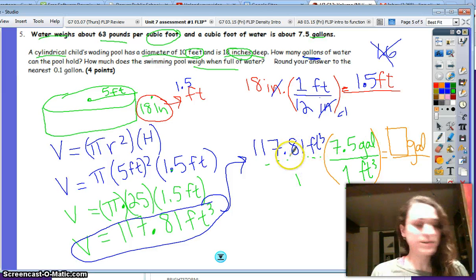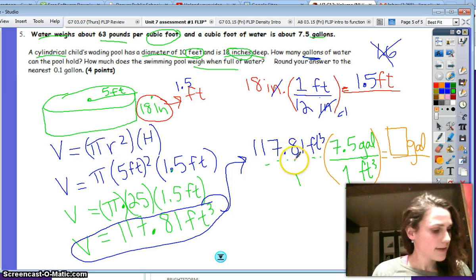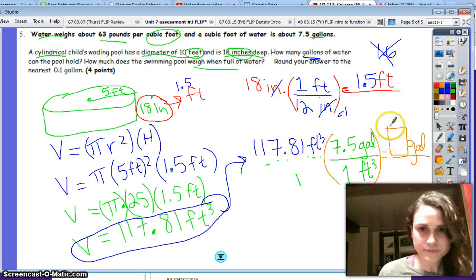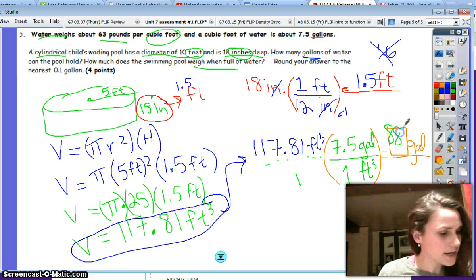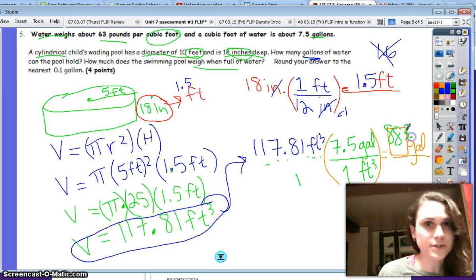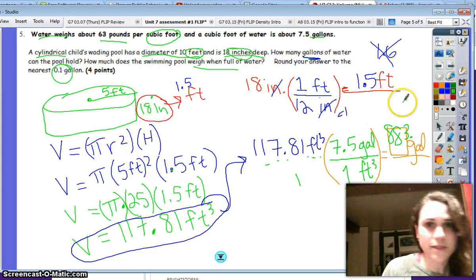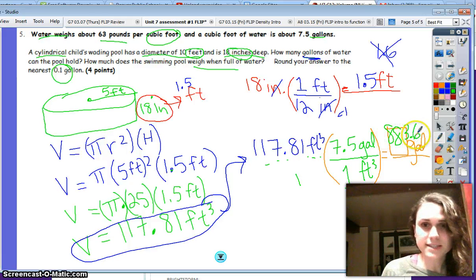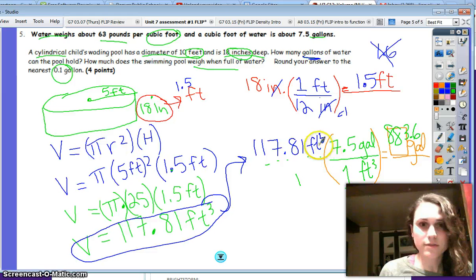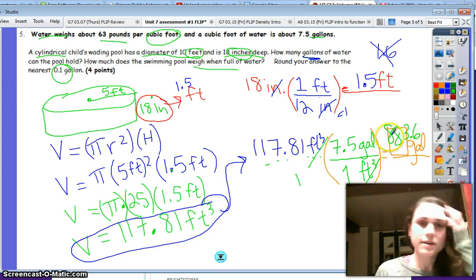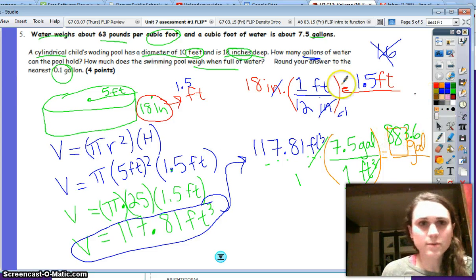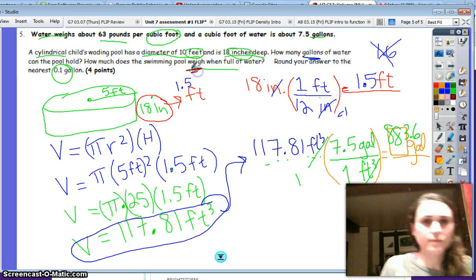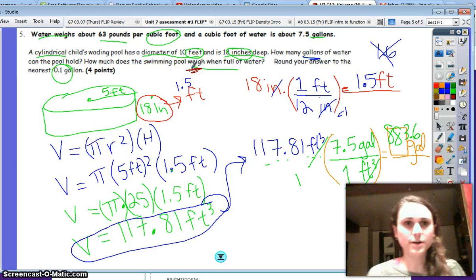Multiply across. 117.81 times 7.5 equals 883. Let's round to the nearest tenth. 883.6 gallons. Great! Remember, a foot cubed divided by a foot cubed reduces to 1. I answered that part of the question. Now I need to ask myself, how much does the swimming pool weigh? How heavy is it when it's full of water?